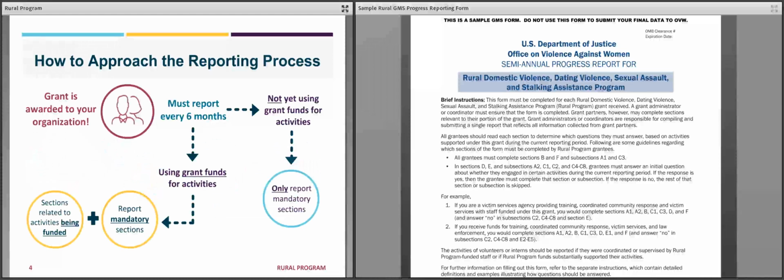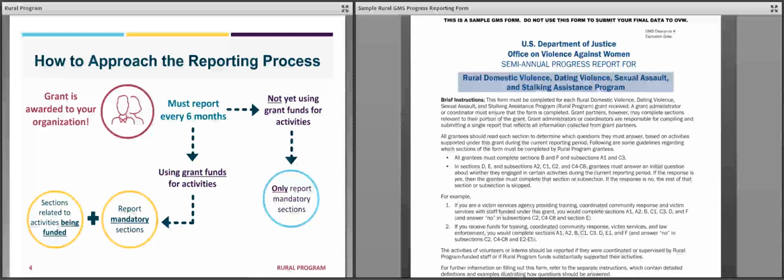So let's look a little more into how to best approach the reporting process. As mentioned previously, the moment you become a grantee, you are mandated to complete the semi-annual progress report every 6 months. If funding has yet to be released to your program, or you have not used any funds yet, you are still mandated to complete a report. So if you are not using funds yet for grant-funded activities, you only need to complete the sections of the report that are mandated, such as the general information, coordinated community response, and the narrative sections.